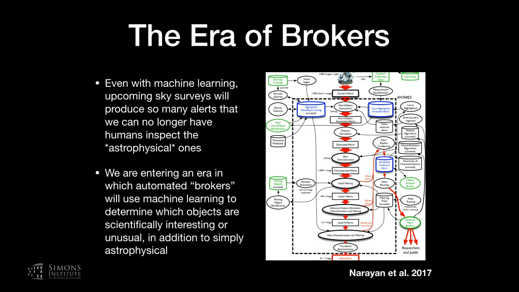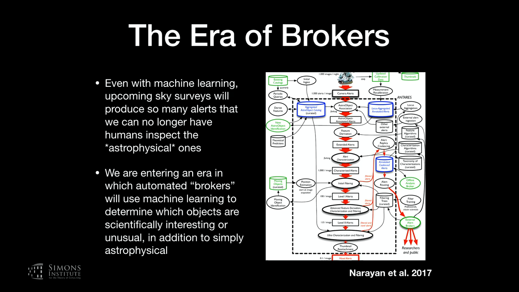So even with machine learning, these upcoming sky surveys are going to produce so many alerts that now we can't even have humans inspect the astrophysical ones anymore. We have to actually use automated brokers to determine which objects are scientifically interesting or unusual in addition to astrophysical. And so now we're starting to see papers come out about real-time decision-making frameworks to automate this process.